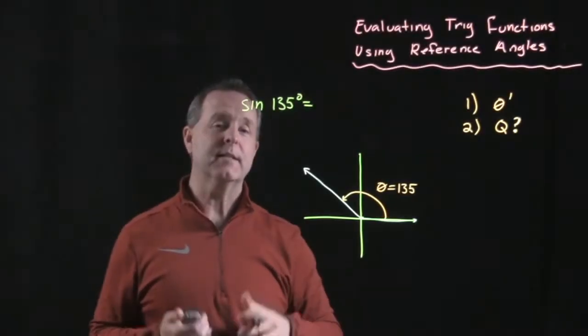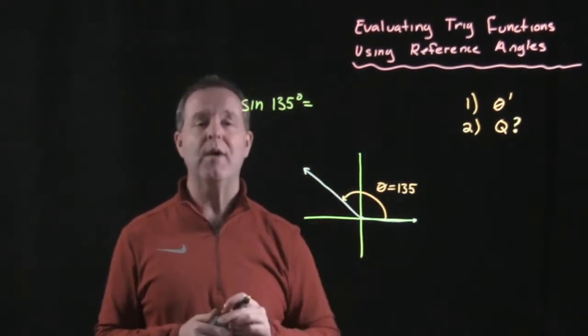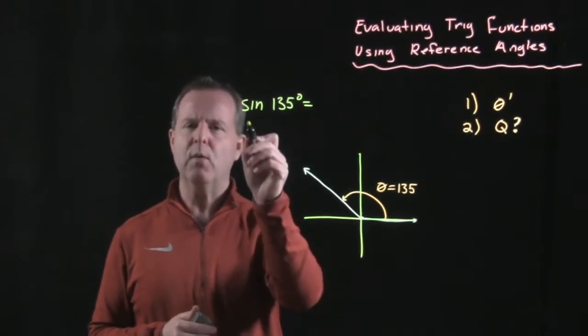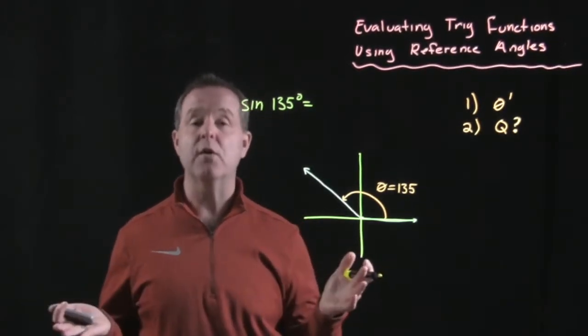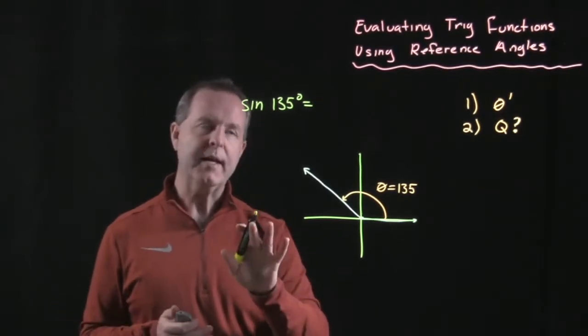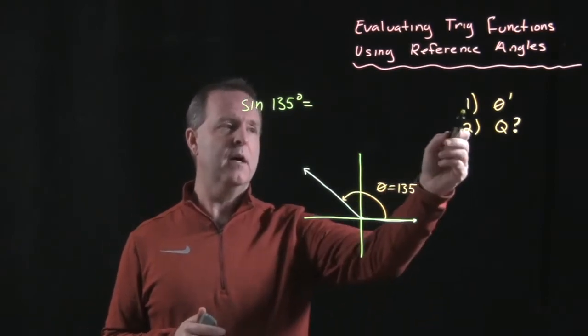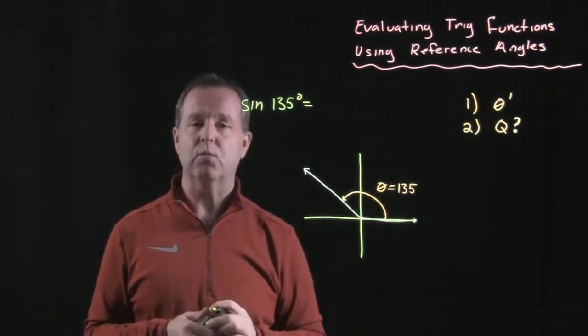So let's evaluate some trig functions, and the way we're going to do that is with the help of the reference angle. So if we want to try to find the sine of 135 degrees, for example, how would we do that? Well, we can do that through the use of reference angles with a two-step process. First of all, we want to find its reference angle.